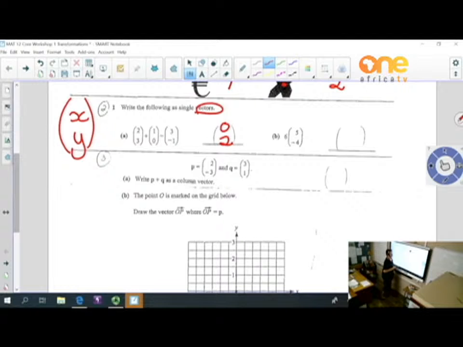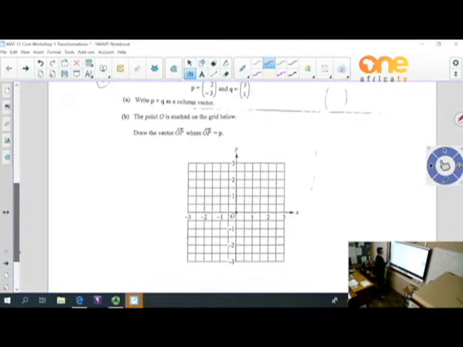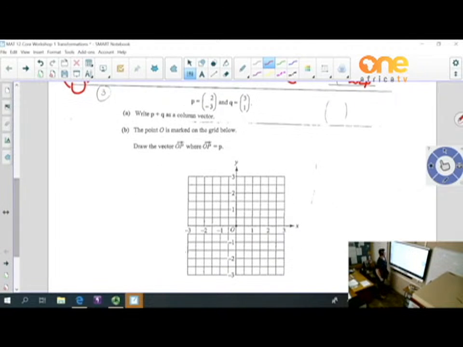We can also multiply vectors with a scalar outside. It works like brackets almost. So I'm going to multiply the 6 with a 5. And I'm going to multiply the 6 with a negative 4. So that is my column vector. Question 3. Write P plus Q as a column vector. Again, X and X, Y and Y. So 2 plus 3 is 5, and negative 3 plus 1 is negative 2. There is your column vector.